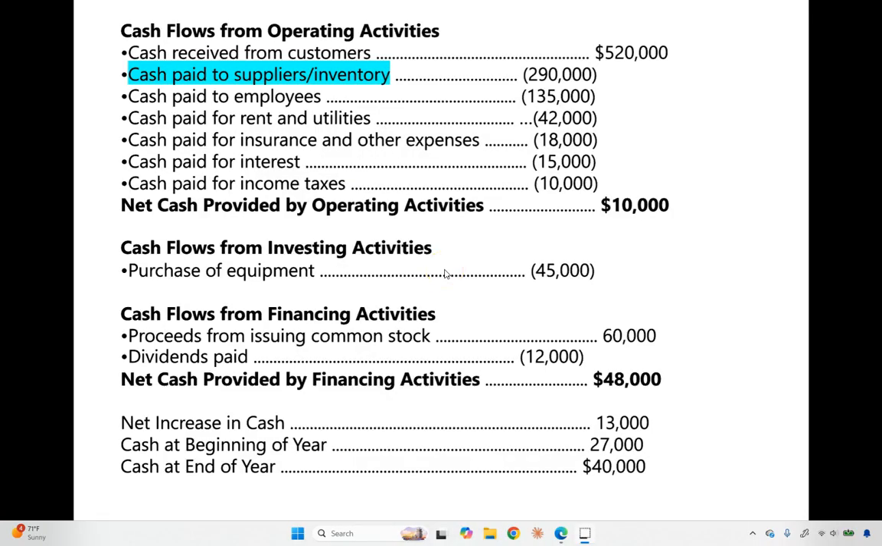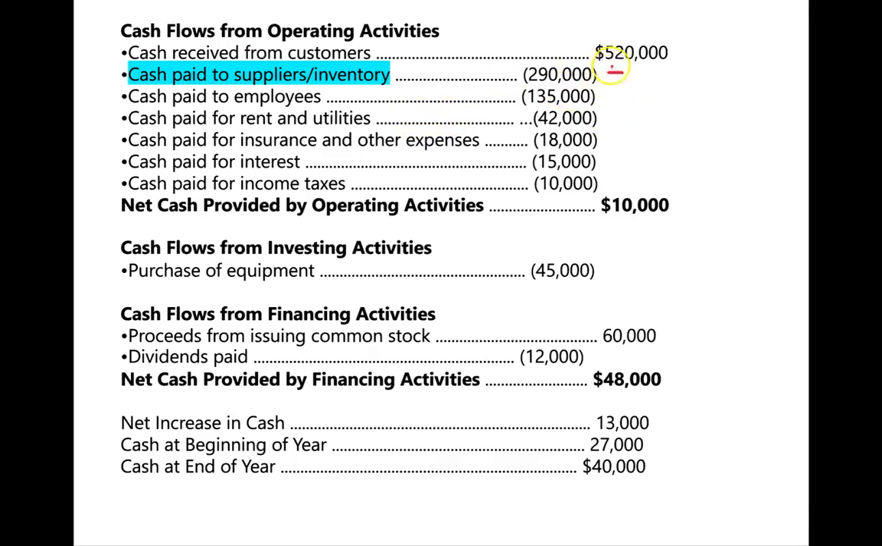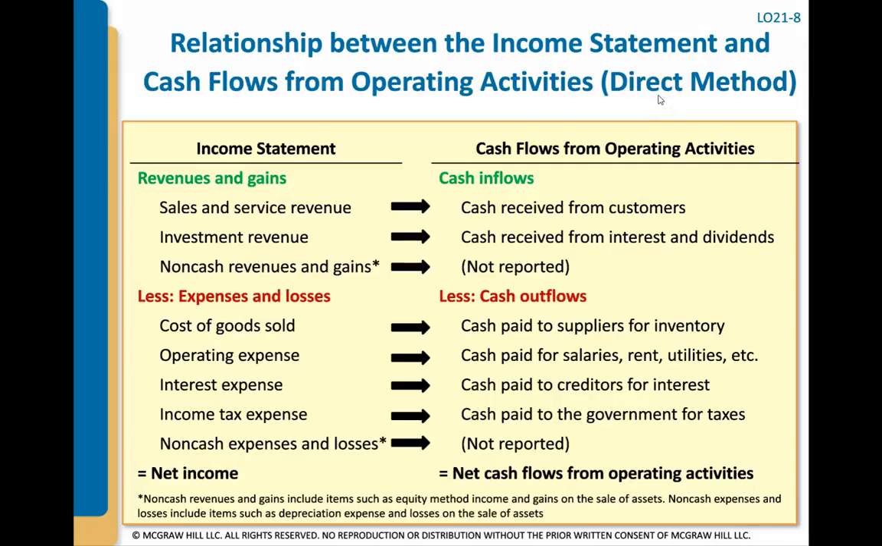So we've discussed the cash received from customers and we've covered all of our income items on our income statement. And now we're going to move on to the expense items on the income statement. We're first going to go through the cash paid to suppliers or cash paid for inventory.